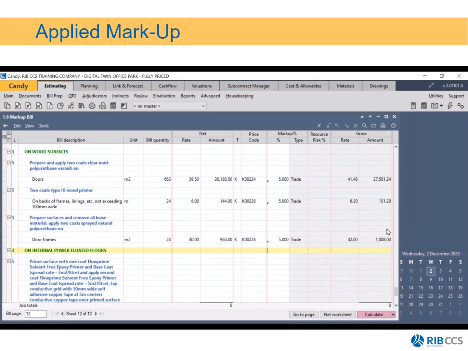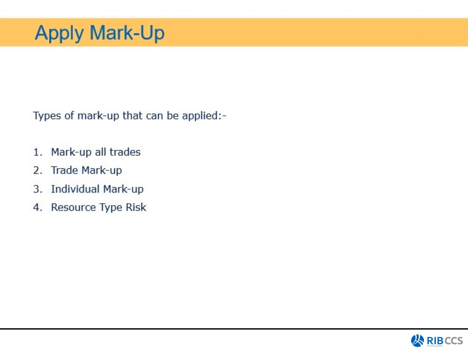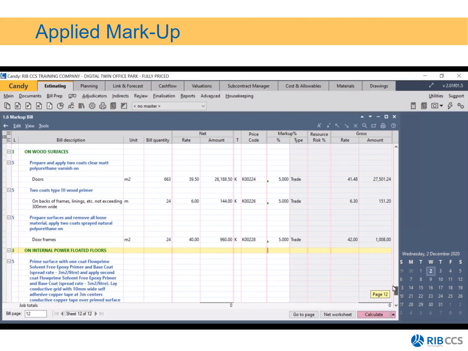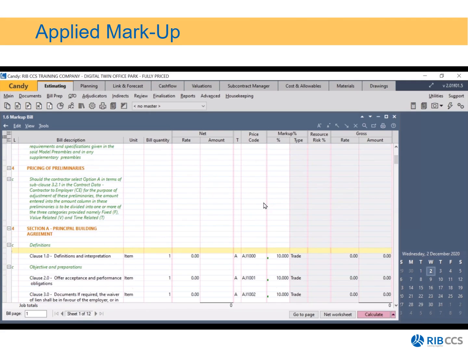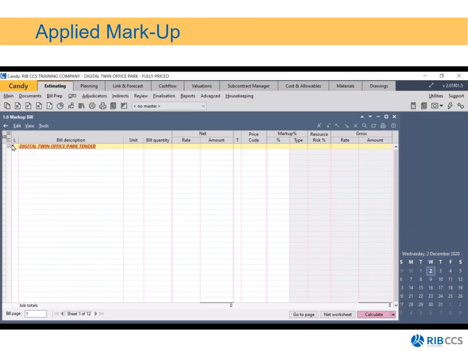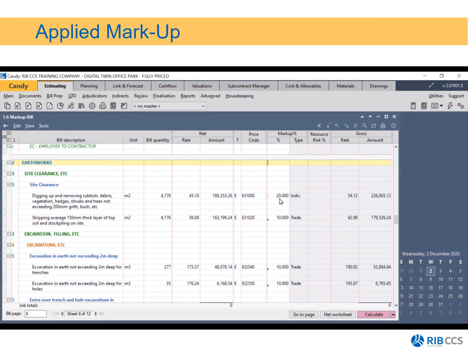Okay, the next type of markup is what we call an individual markup. And how do you do an individual markup? So for my next item under earthworks, which is site clearance, I want to allow a bit of beef, and I can simply overtype it here, 20. You then notice it's an individual markup, but it gets a little dot. And if you hover your mouse over that dot, you can notice that it's individual markup.